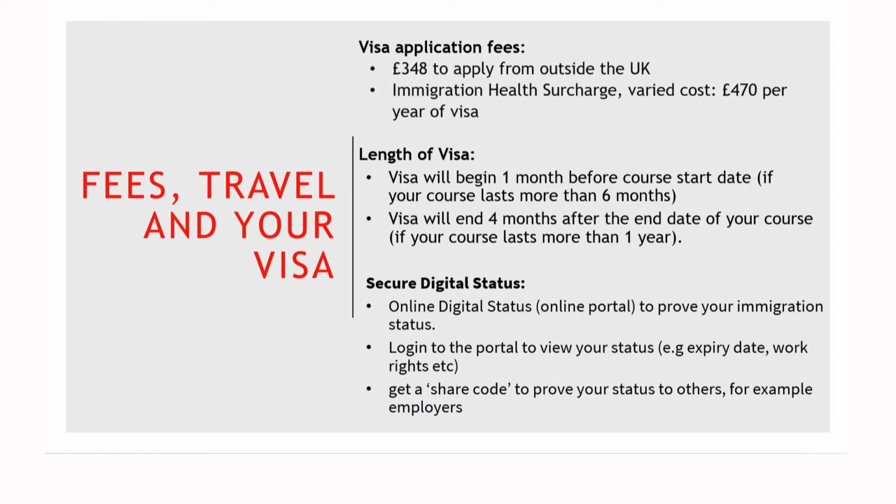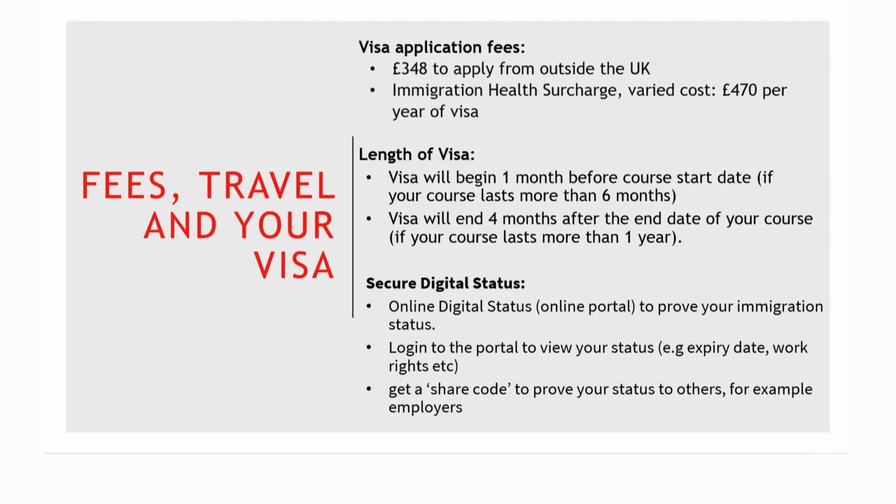The length of your visa will be linked to the length of your course, but your visa will begin 1 month before your course start date, and it will end usually 4 months after the end date of your course. That's provided that your course is at least a year long. Obviously, the first month will enable you to travel to the UK, get yourself settled before your course begins, and the 4 months at the end enables you to work, sort yourself out to leave the UK, travel around the UK, possibly look for a job, or also consider how to move into a different immigration category if you wish to remain.